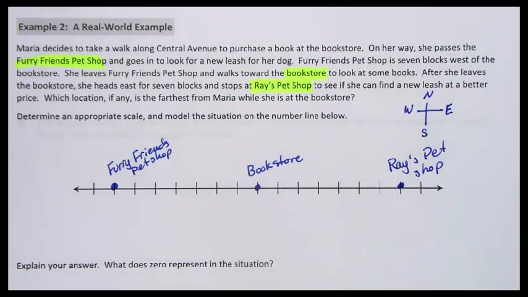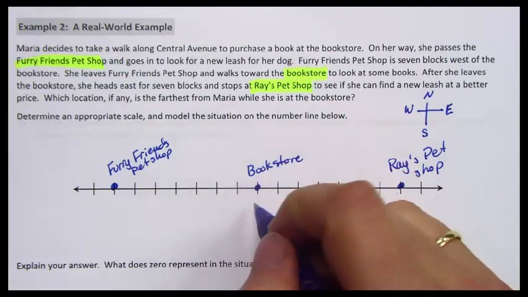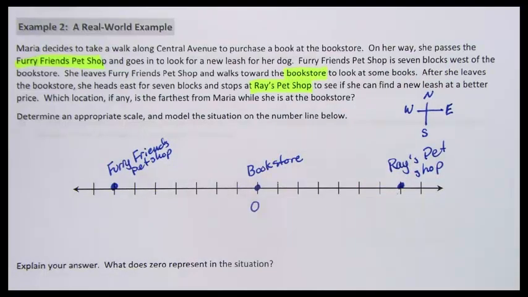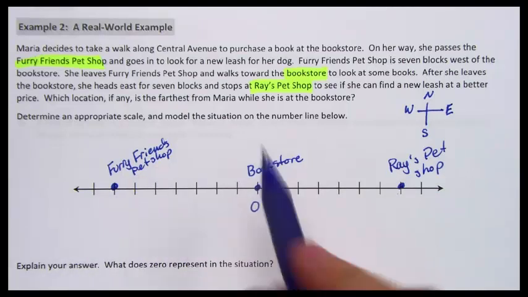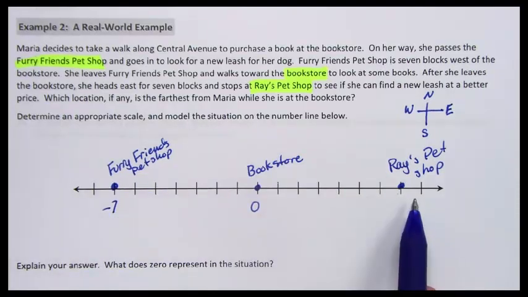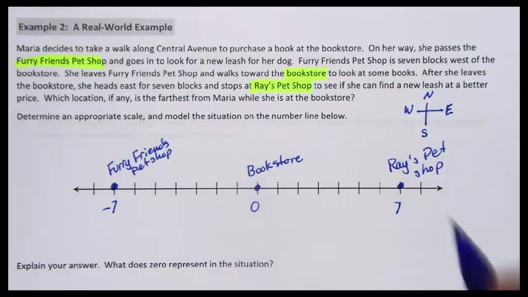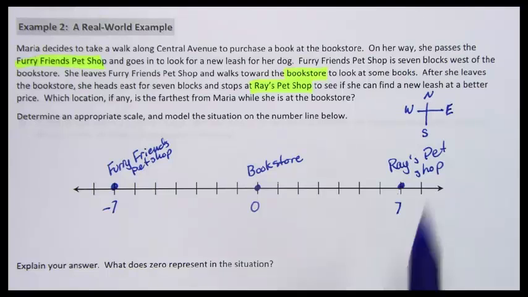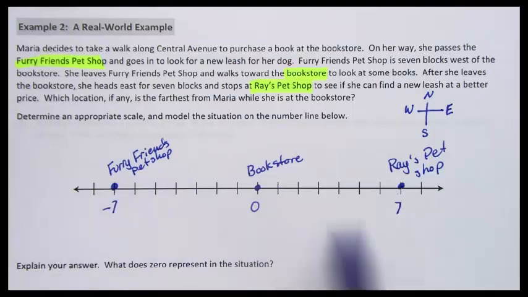Okay, if I were to put some numbers on here, I think I would make the bookstore 0 because we're talking about these 2 places in relationship to the bookstore. Furry Friends pet shop is 7 blocks west of the bookstore, so this might be a -7. And Ray's pet shop is 7 blocks east of the bookstore, a +7. Okay, so this would be a model for the situation.